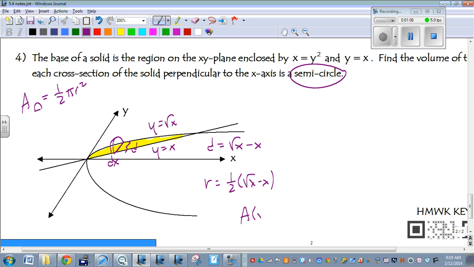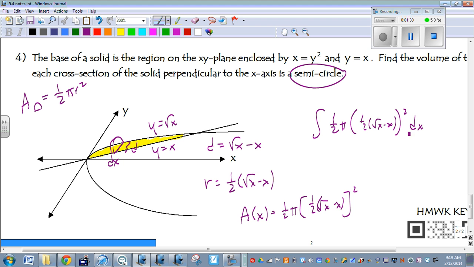So our area in terms of x is going to be 1/2 pi times 1/2 square root of x minus x, that whole thing squared. So just for time's sake, we can set this up: 1/2 pi times 1/2 square root of x minus x, that whole thing squared, dx. You could simplify that if you wanted to, but if you left it that way, that's fine.